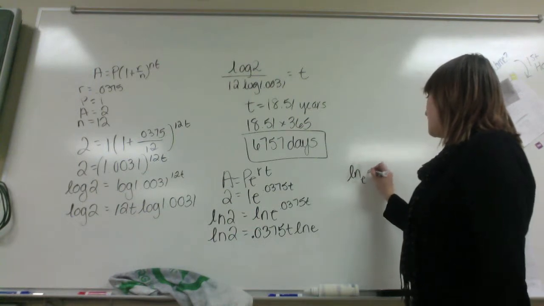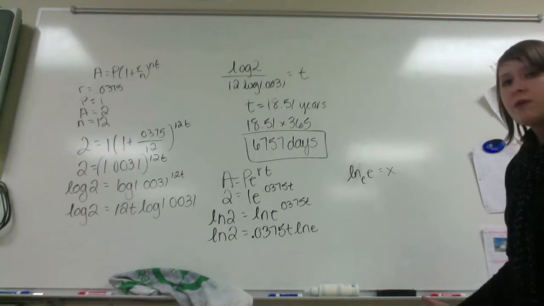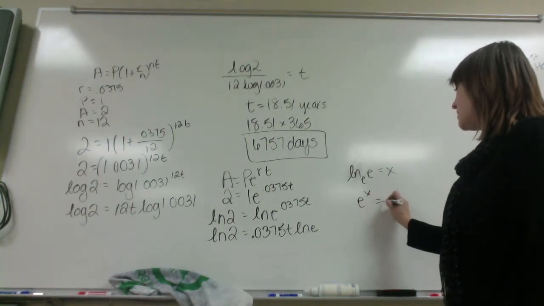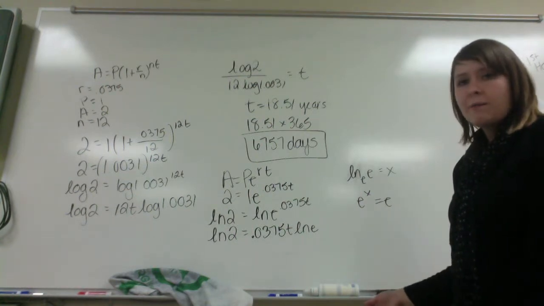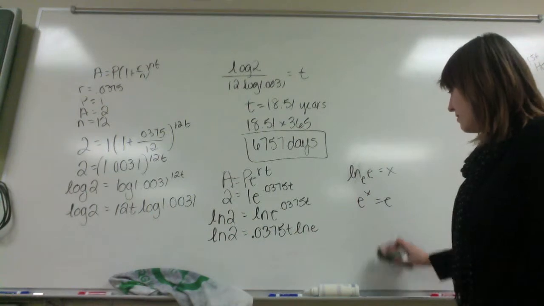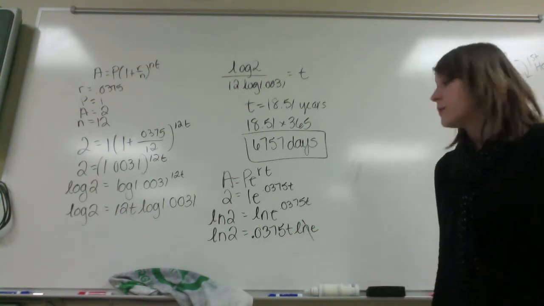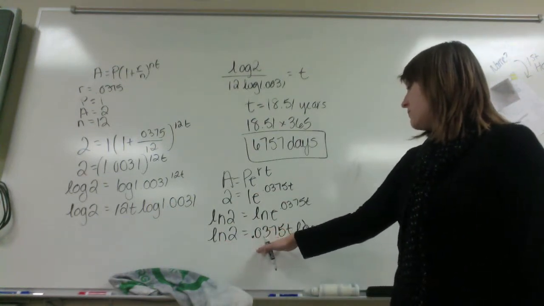So I'm taking it to the e, and let's just say that equals x. If I were to write that in exponential form, that would be e to the x equals e. So what would x be? It'd just be 1. So that means that the natural log of e is just 1, so I can just cancel it out. Okay, so now I've got the natural log of 2 equals 0.0375t.